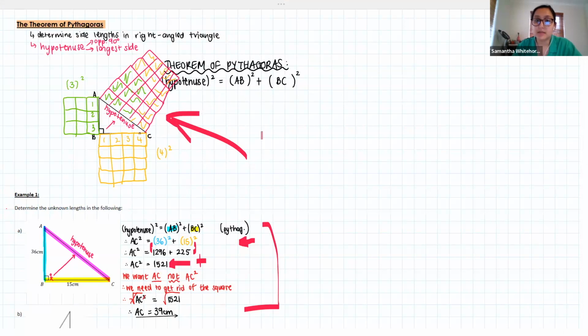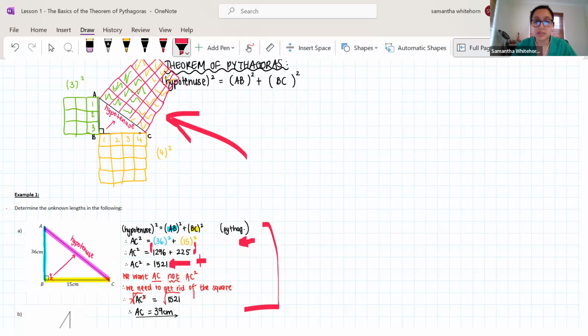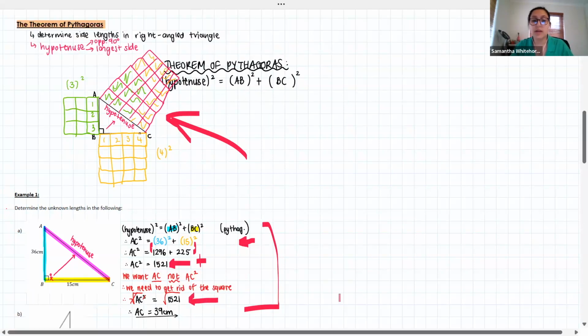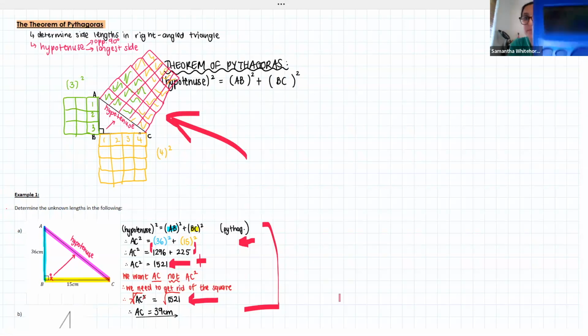Okay, Tamia, AC is 39 because, look at the second last step, the square root of 1,521, there we go, is equal to 39. So once you've square rooted that value, you end up with 39. And that is then our length for AC.